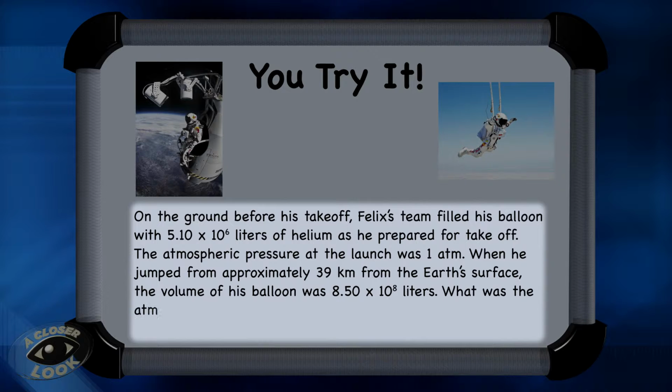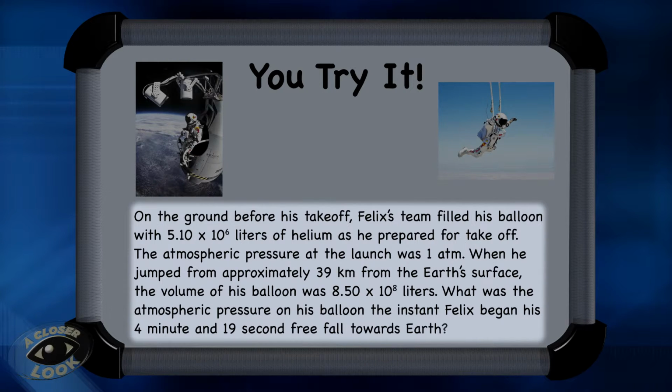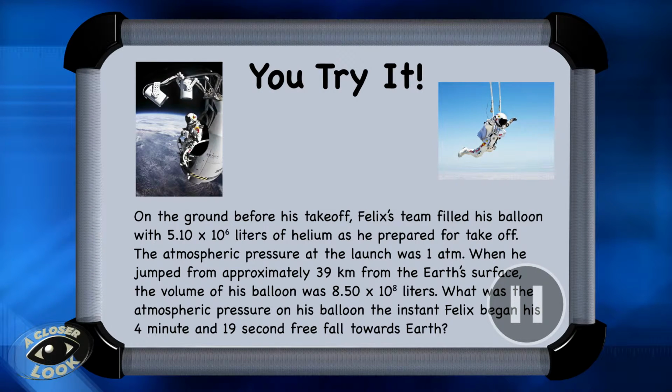The atmospheric pressure at the launch was 1 atmosphere. When he jumped from approximately 39 kilometers from the Earth's surface, the volume of his balloon was 8.50 times 10 to the 8th liters. What was the atmospheric pressure on his balloon the instant Felix began his 4-minute and 19-second freefall towards Earth? When you're ready, press pause, work the problem, and then press play to see if you got it right.